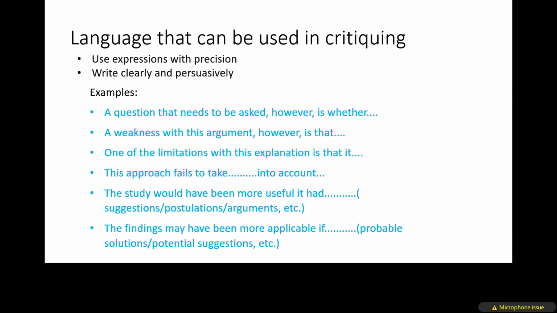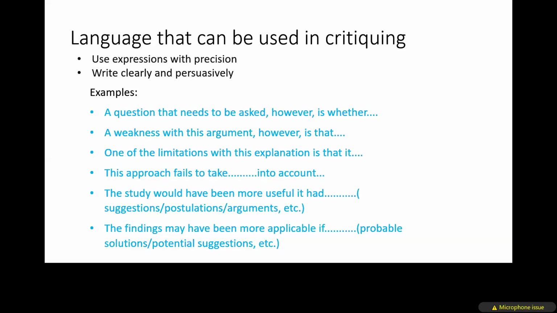And the second bullet point, a weakness with this argument, however, is that. You make some arguments and then you criticize, right? This criticizing is very important in scientific writing because you are trying to find gaps, still you don't dismiss the previous argument. Yeah? You just find a weakness. The previous argument is correct, but it has a weakness. This weakness can be the point that you want to highlight, right?